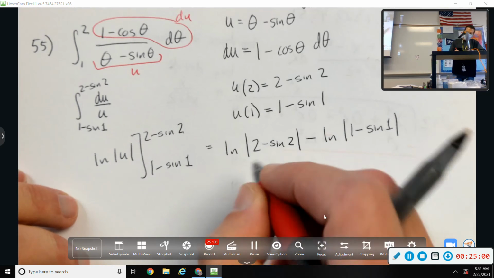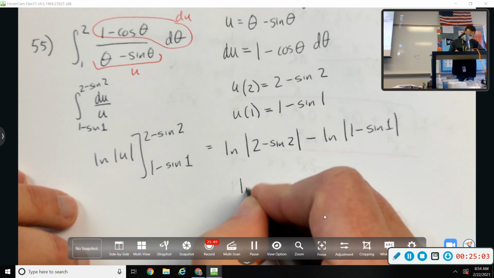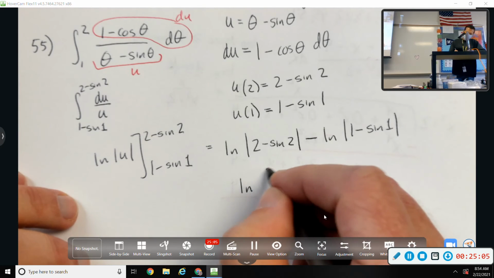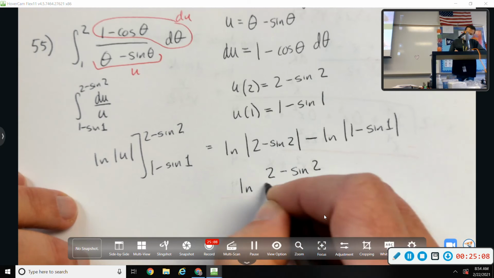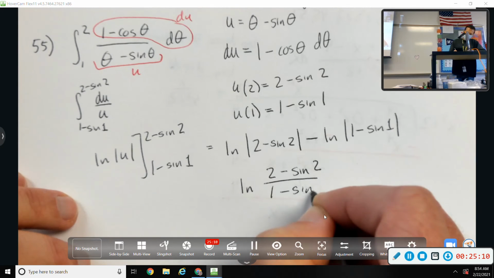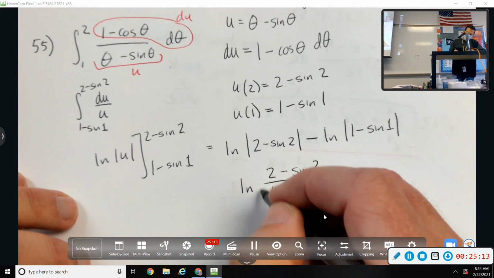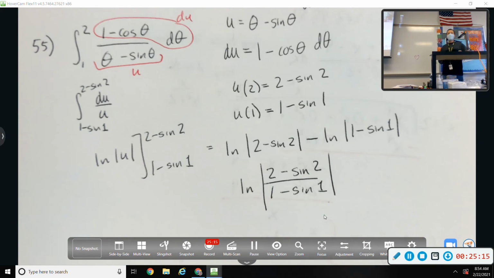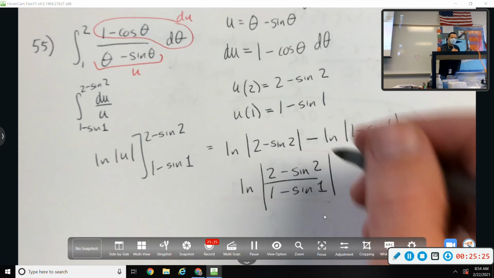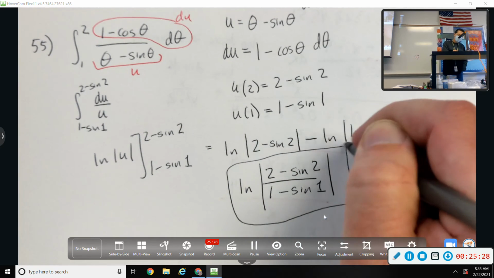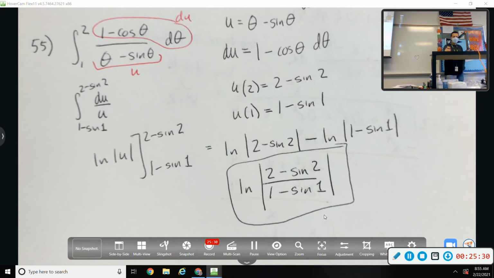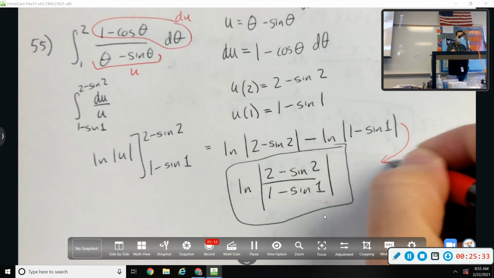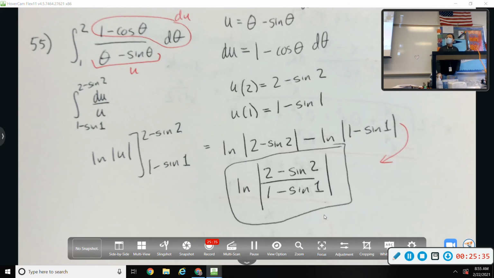The natural log rule is divided by. Subtraction can turn into division. So natural log of 2 minus sine 2 over 1 minus sine 1. And I guess we should just throw in absolute value bars on all that just to be safe. But I don't think it's needed. How about plus c? Do I need a plus c on that one? No. So that was a good one because that's a good one to show that last natural log property that we don't use very often.